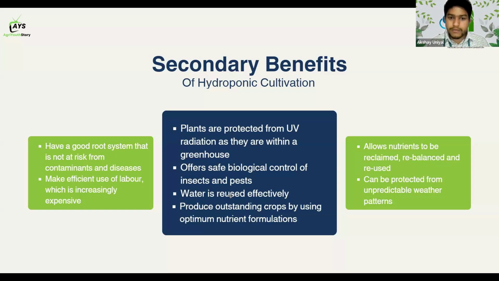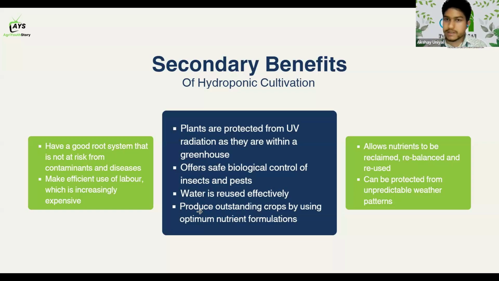Now coming to the water is used effectively. Water, I think it's very self-explanatory that water is very effectively used. I think we have talked a lot about this issue. Then producing outstanding crops by using optimum nutrient formulations.